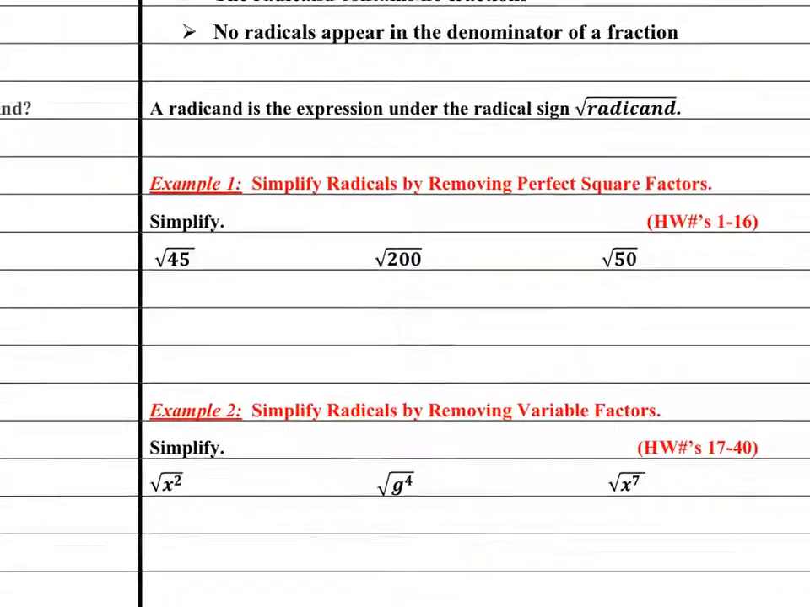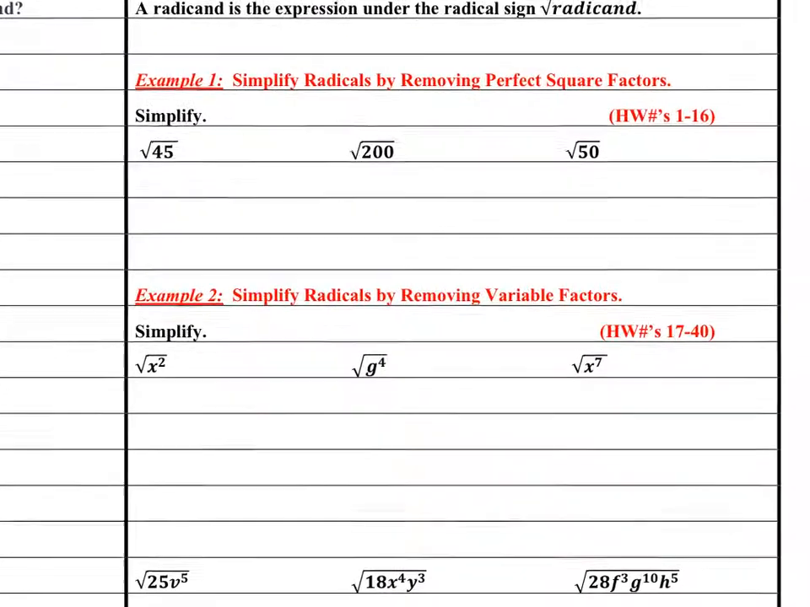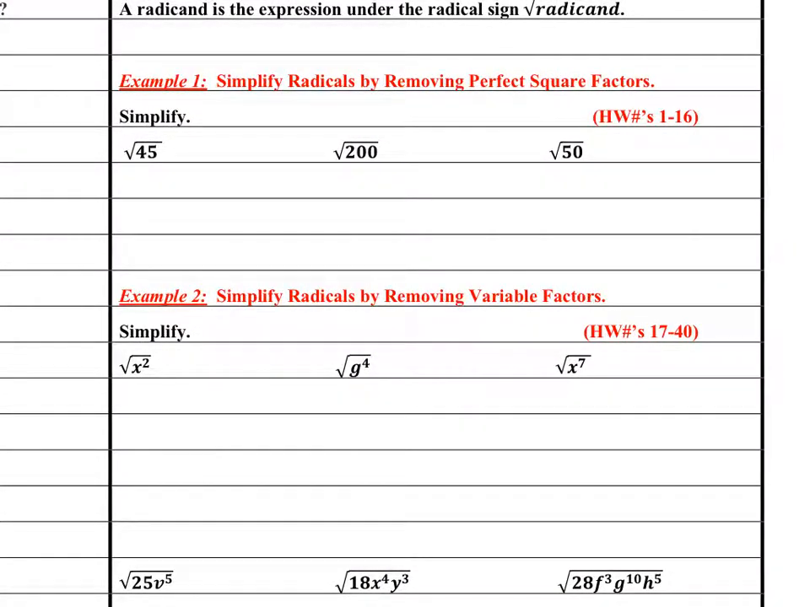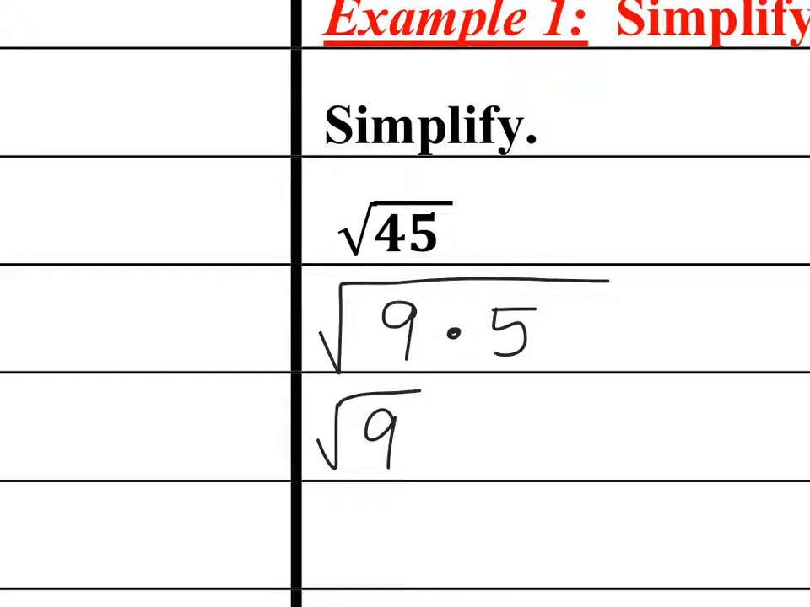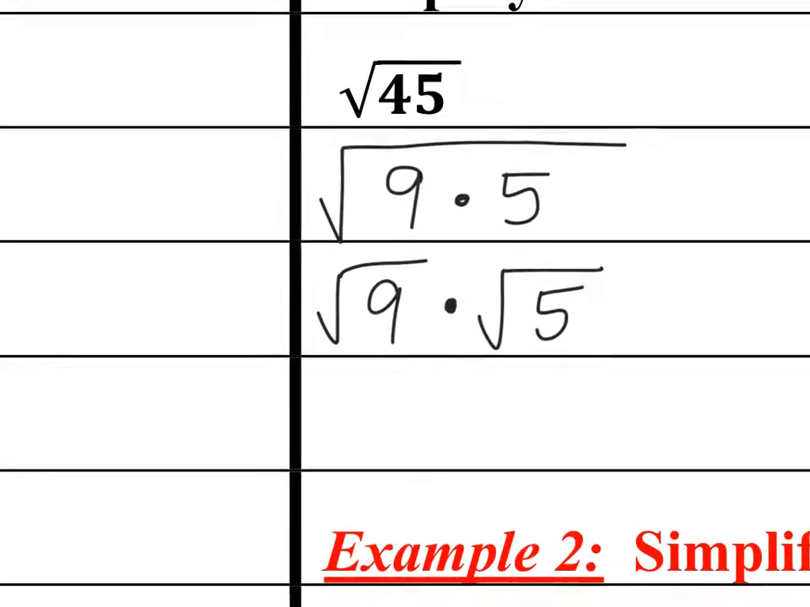Simplifying radicals by removing perfect square factors. First one we're going to look at is the square root of 45. 9 and 5, so I'm going to break this up: square root of 9 times 5. I'm saying the same thing. Then we break it up into two square roots, so this is the same thing as the square root of 9 times the square root of 5. I'm still just saying the same thing a different way.